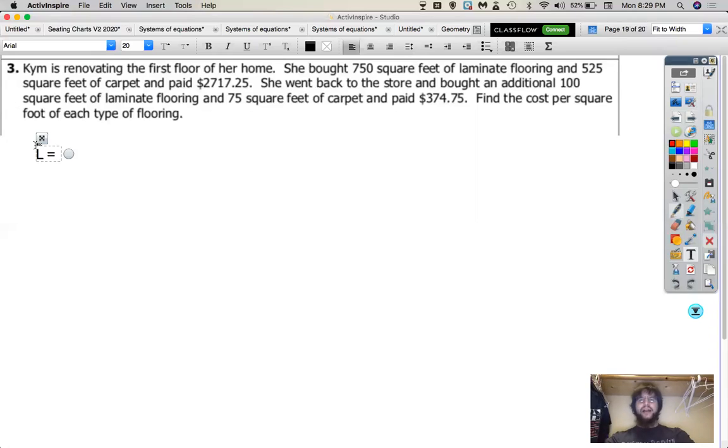Let's continue reading. She went back to the store and bought an additional 100 square feet of laminate and 75 square feet of carpet and paid that much. Find the cost per square foot of each type of flooring. Well, we know how much laminate she got, right? So what are we actually looking for? We're actually looking for the price, right? So L is going to be the price of laminate.